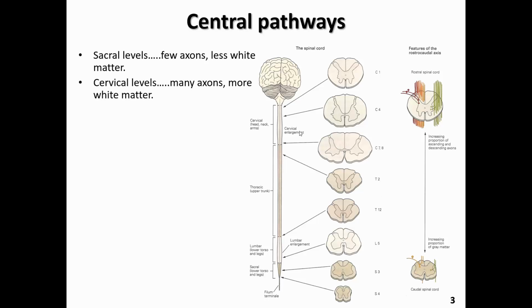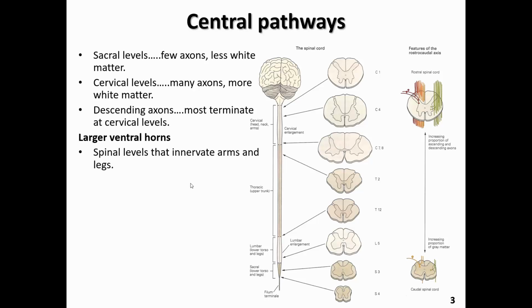The cervical levels, in contrast, and we'll take a look at that here with C1, C4, C7 and C8, we see a much greater region of the spinal cord is dedicated to the white matter. So the cervical levels contain many axons and much more white matter. Most of the descending axons coming from higher levels, the brain, will terminate at the cervical levels, but those axons do continue to transmit information to the lowest levels of the sacrum.